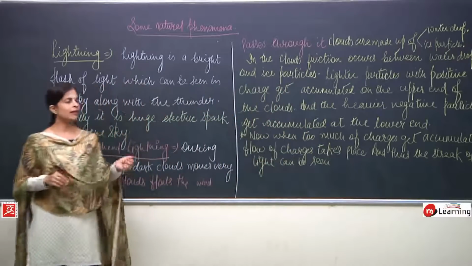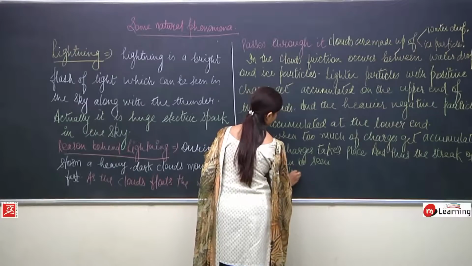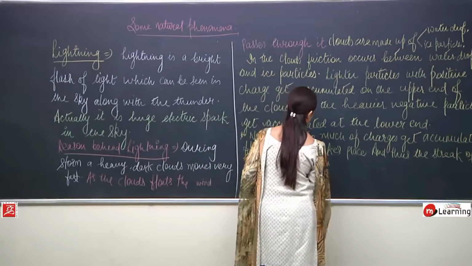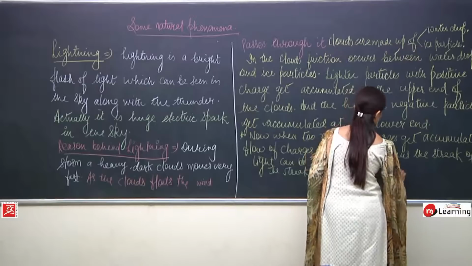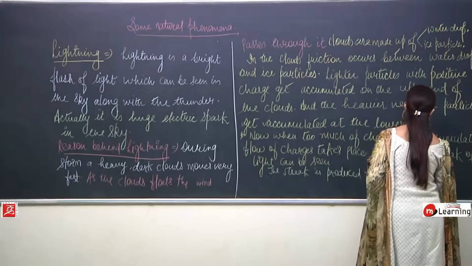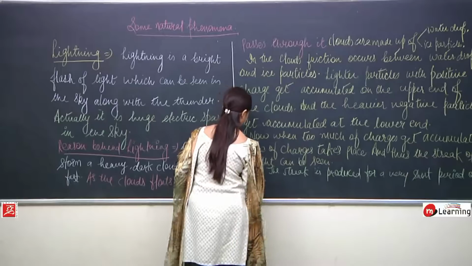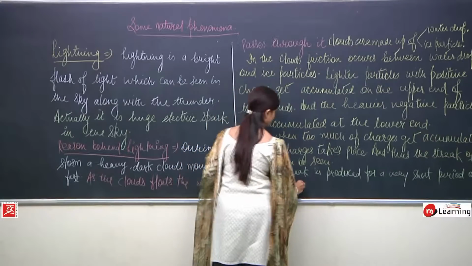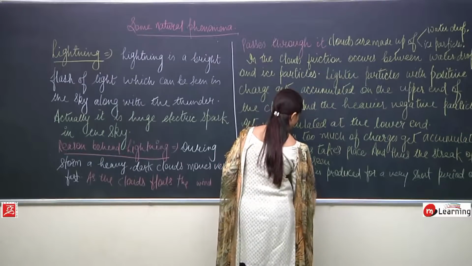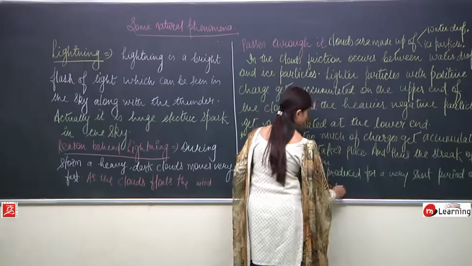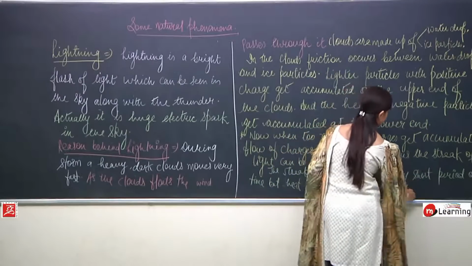Okay. Now, what will I write over here? Now I will write about the thunder, that the streak is produced for a very short period of time, but heat, I cannot write here, but heat produced here is too high. Okay. Now, what will happen to this heat produced?